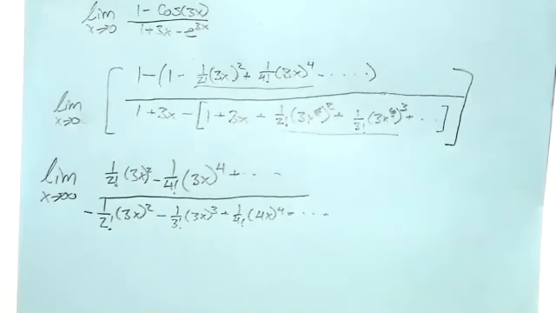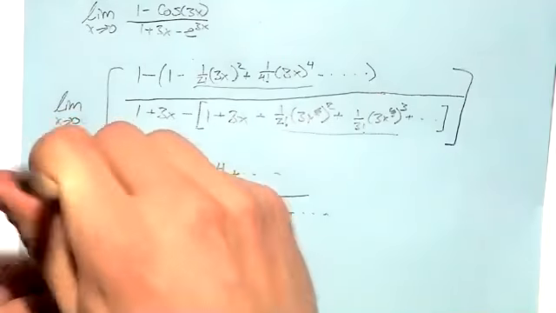Okay. So from here, now this is where this gets a little bit tricky. And it's a little bit different. How do I want to explain this? Okay. That should be as x approaches 0.